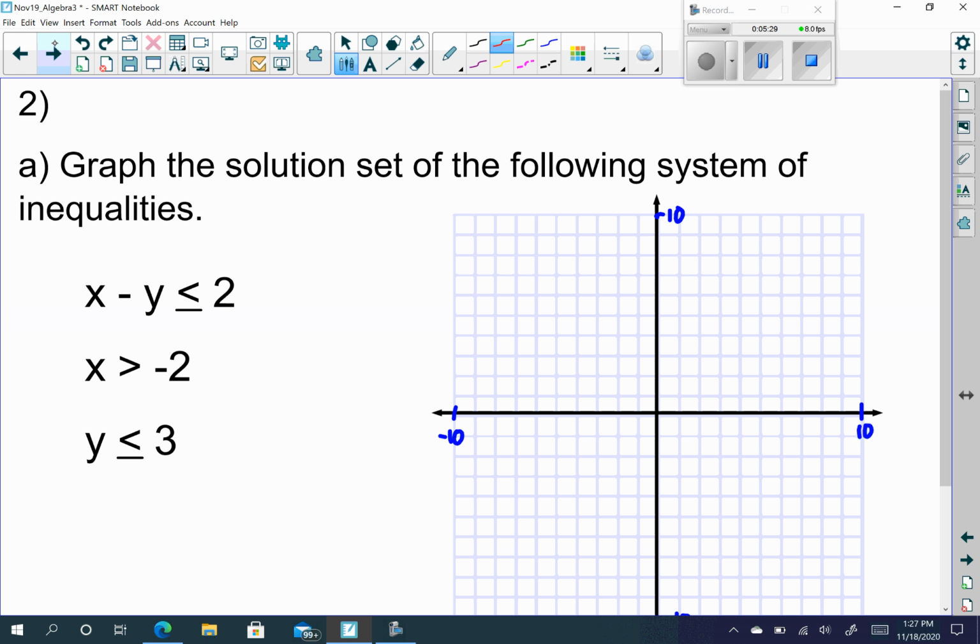All right, let's take a look at number 2. This has 2 parts to it. I want to give you guys time to go ahead and graph these. I'll give you a hint. That first linear inequality does need to be put in slope-intercept form, and be very careful as you do that. So pause the video and go ahead and see what you come up with for graphing these.